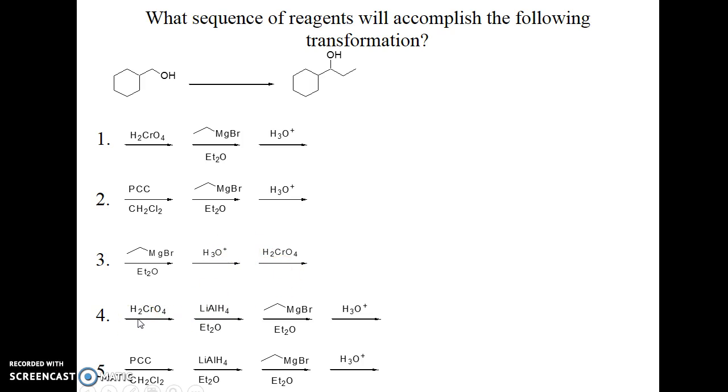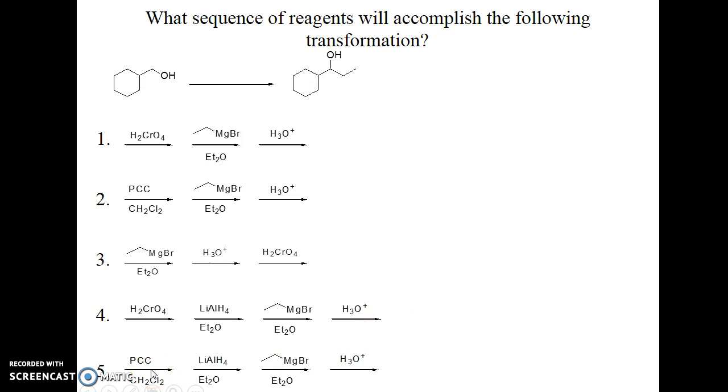If I treat with chromic acid, that would take this to the carboxylic acid. A lithium aluminum hydride would then take it back to this alcohol. Treatment with ethyl magnesium bromide would then deprotonate this alcohol, and then treatment with acid would reprotonate it. So you would end up with the starting material after this sequence of reactions.